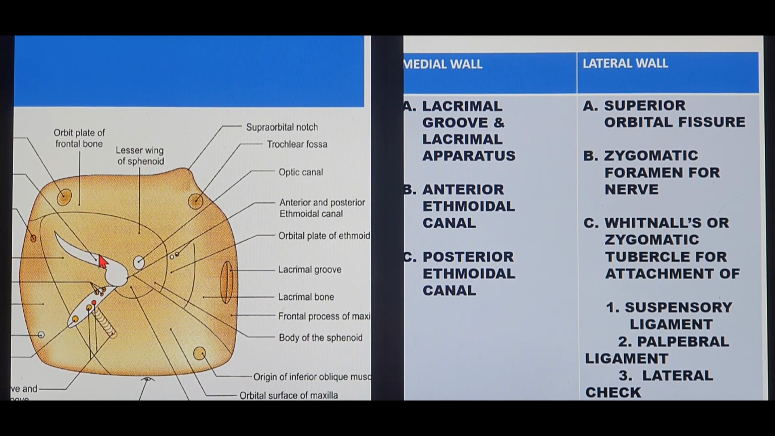The superior orbital fissure comes in the lateral wall. The optic canal comes in the roof. So this is how you differentiate these three together. Okay, so the superior orbital fissure I'll cover in the next video.